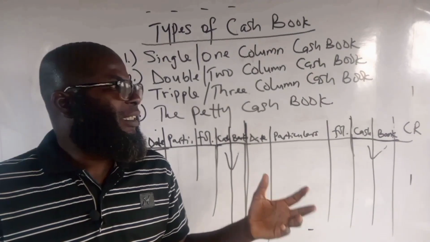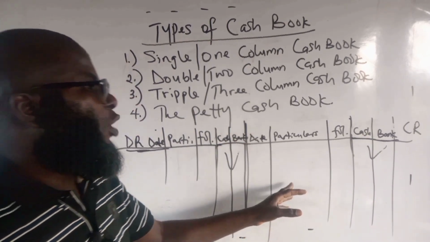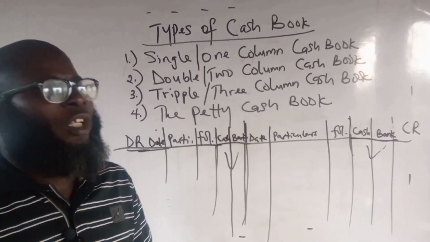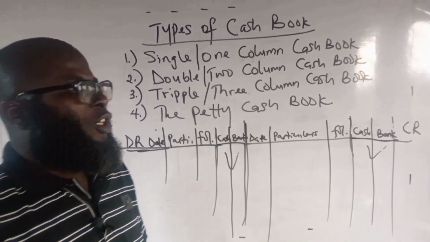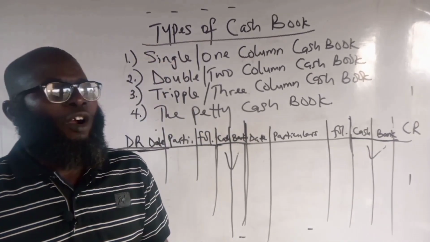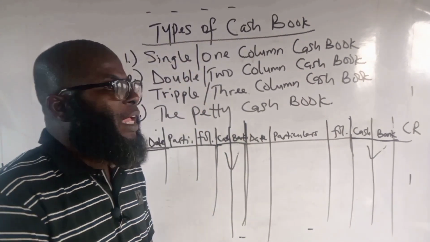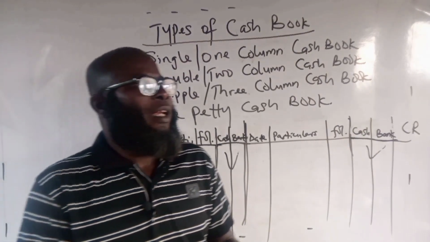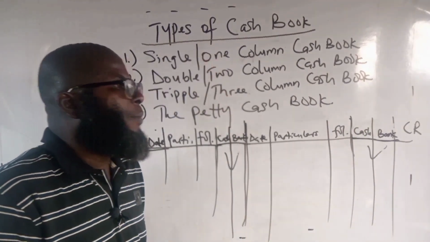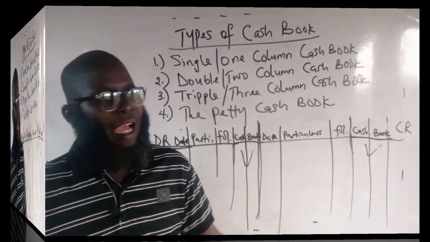In a nutshell, the type of discount we are posting into the three column cash book is the cash discount. Cash discount is the discount given to a customer based on prompt payment. I mean, if such a customer pays promptly, such discount will be given to the customer. The discount could be either discount received or discount allowed.